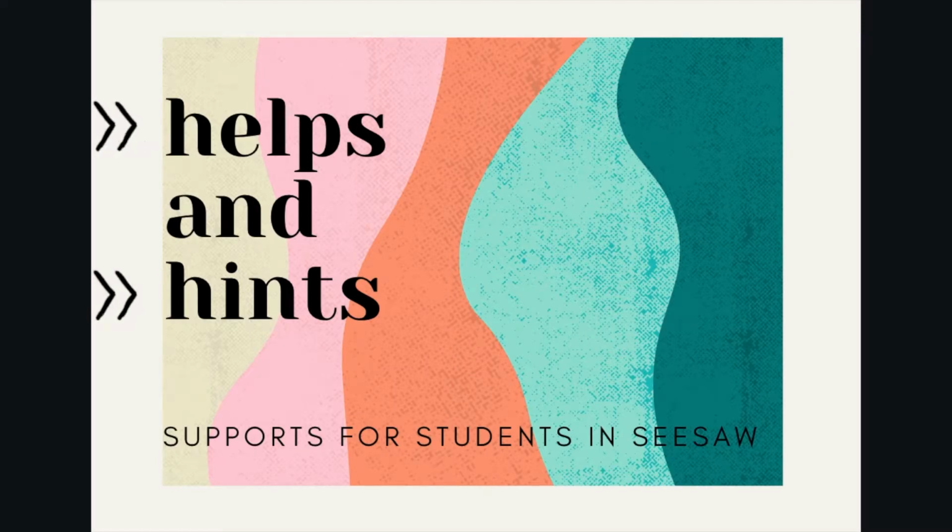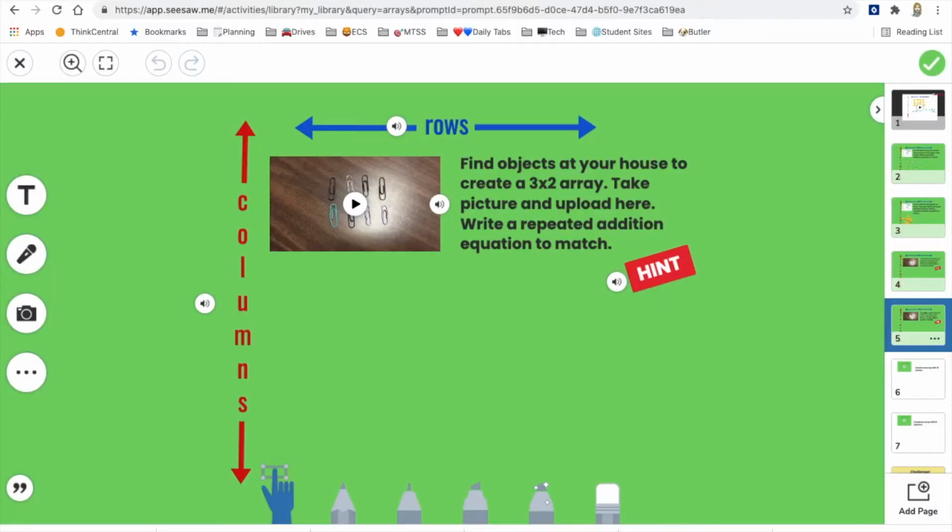Helps and hints supports for students in Seesaw. We all know if we are in a classroom, we give a student an activity, we don't then just go sit down, we're walking around and helping them. We know what problems or questions students might have from our experience, so just trying to find ways to incorporate that and make them more independent as they're working in Seesaw.